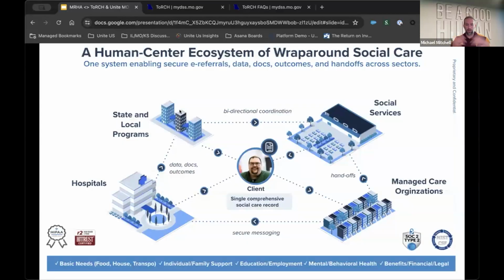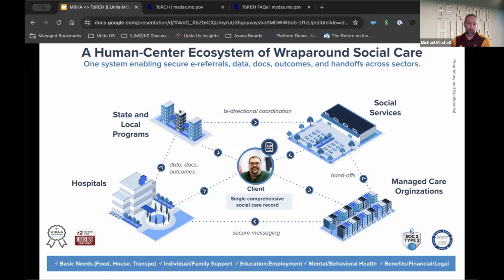So I think the overarching theme of what we want to do is make it so that these organizations that are part of the ToRCH model, so the state and local programs that are available, the managed care organizations that are responsible for someone's overall health, and as Dr. Barker pointed out, offer programs that we can get better utilization of that are available to their members, the social service providers at the community level, and the health systems, the hospitals that are at the center of this work in their communities.